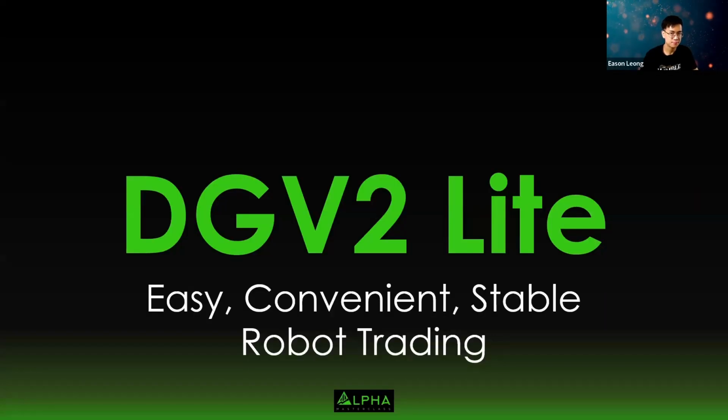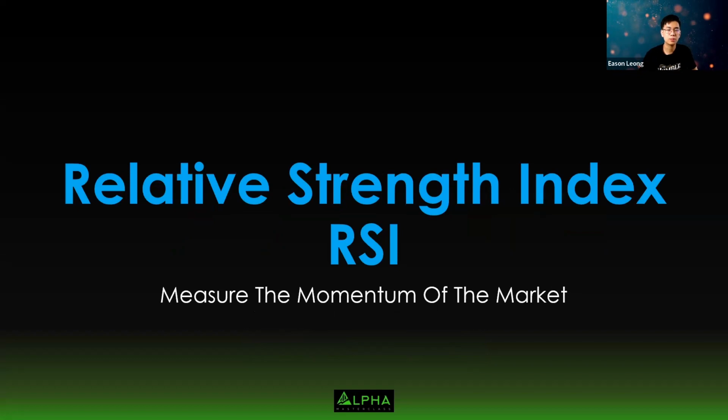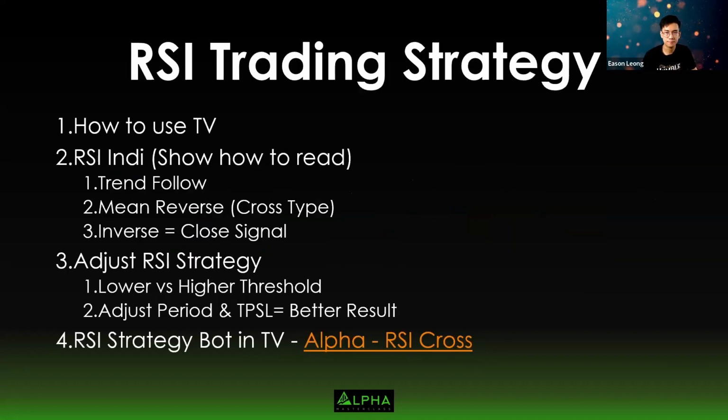I would like to talk about the Relative Strength Index, RSI. This indicator measures the momentum of the markets to know whether there is going to be an upside move or a downside move. In a simple way, it is an indicator for mean reversal. I'm going to talk more about how to actually capture the bigger trends.